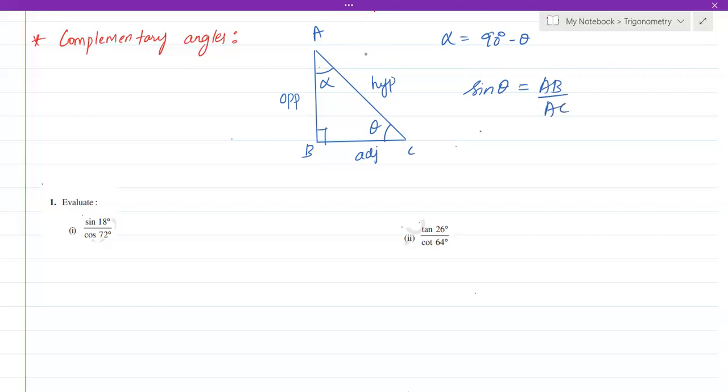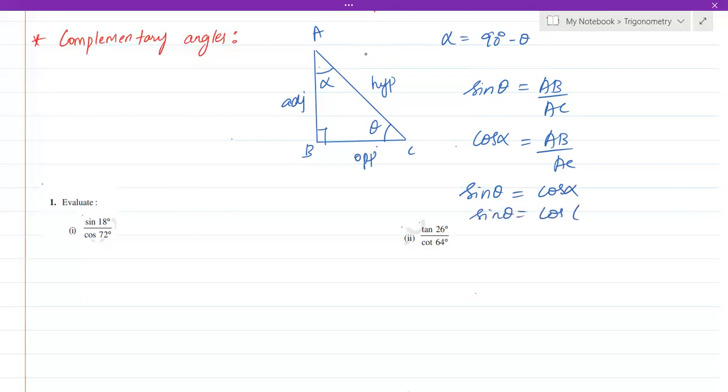Now let's find cos alpha. If we are considering alpha as the angle, then this becomes opposite and this becomes adjacent, isn't it? Because we are talking about alpha now. What is cos? Adjacent by hypotenuse. AB is the adjacent, hypotenuse is AC. If you observe, sine theta is AB by AC, and cos alpha is also AB by AC, isn't it? Therefore, sine theta and cos alpha are the same.